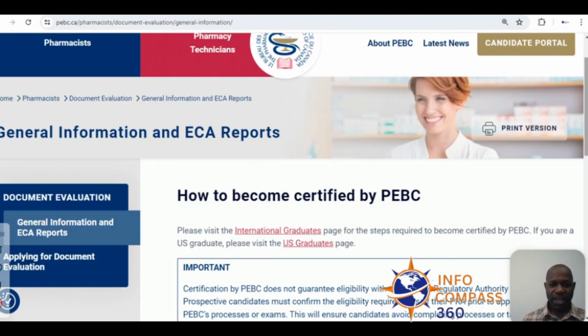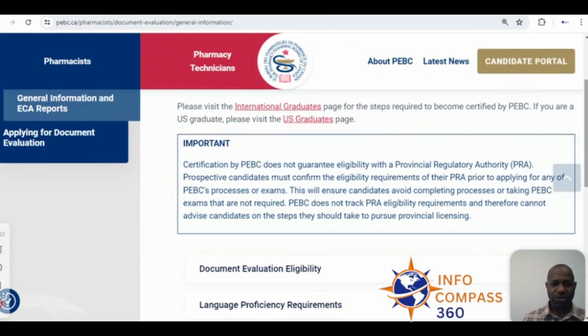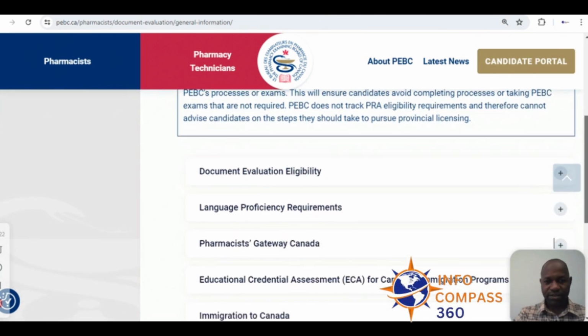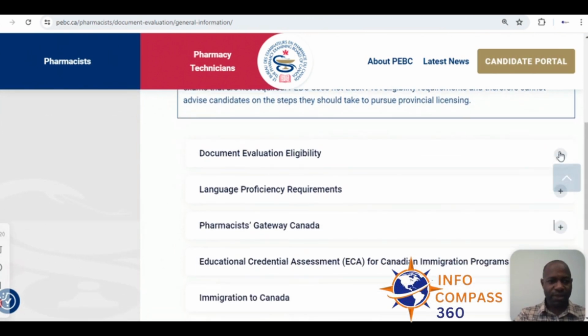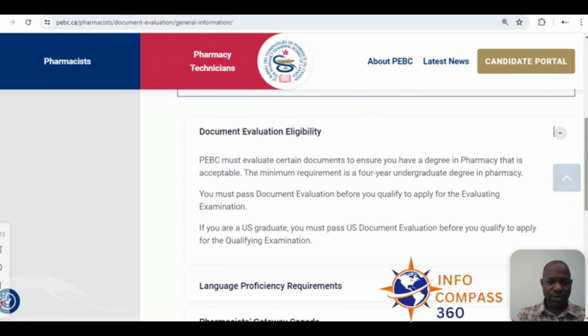So generally, to become certified by the PEBC, you need to visit the International Graduates page for the steps that you need to take, and in that you would be looking at the crucial information that has been provided, starting from the document evaluation eligibility, in which you would be able to evaluate your document to ensure that your degree is acceptable in Canada.